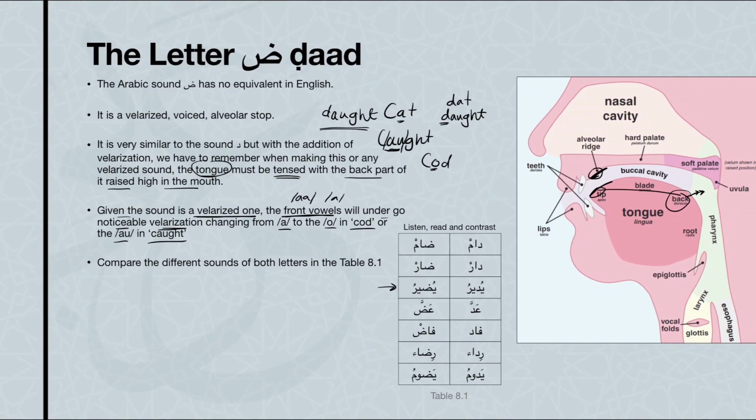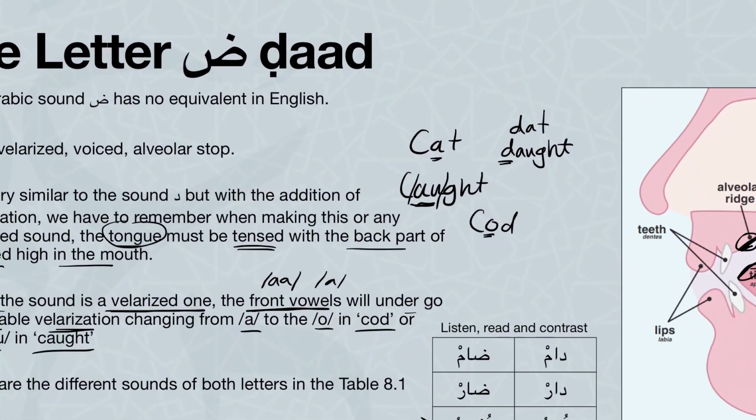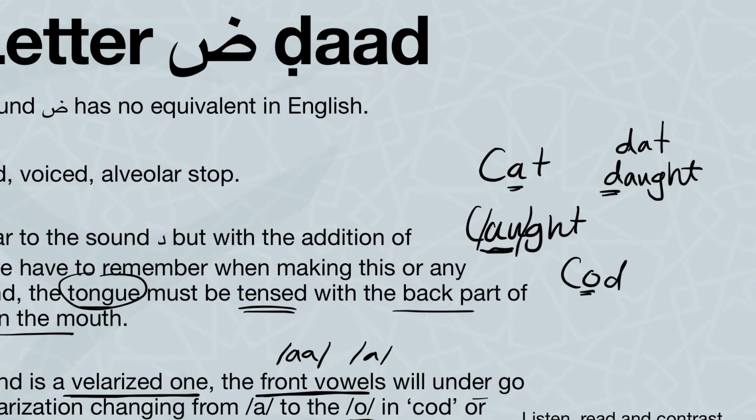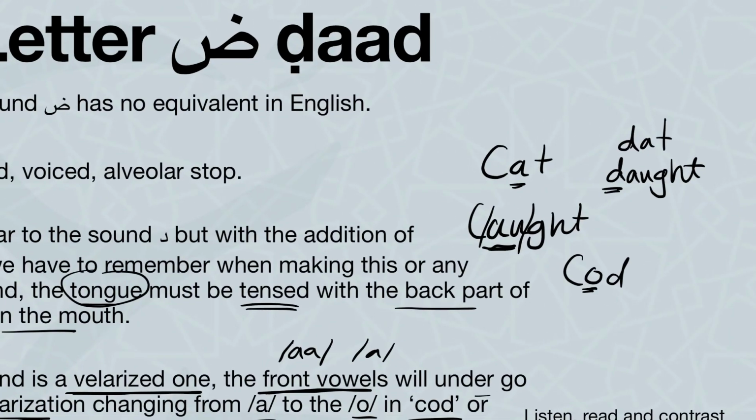Basically, you're not expected to produce a sound from the first go. It's a matter of training. So as I said, you can start with just getting familiar with the concept of velarization by cat and caught, and then move to make it with a d, like dat and dot, and then try to make the d more emphatic.